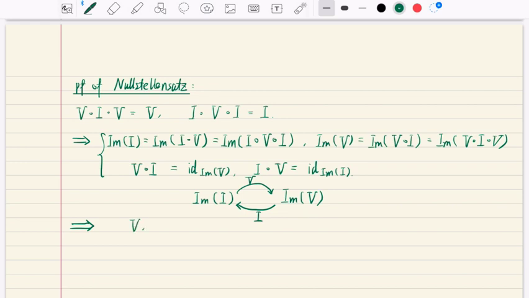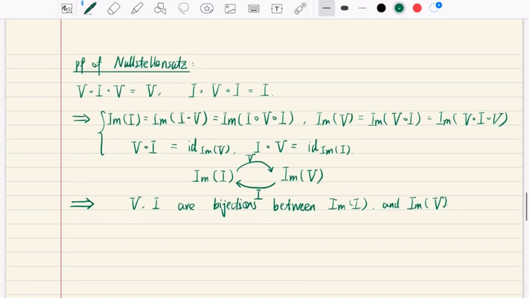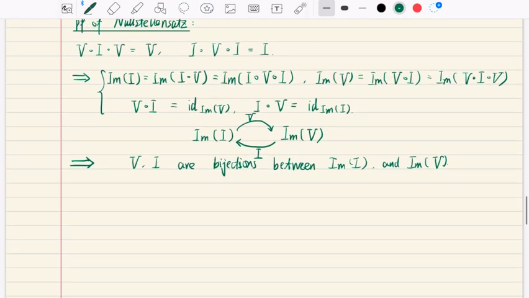V and I as a pair of bijections between the image of I and the image of V. This is just a standard argument. And the next thing, we only need to prove the image of I is just the set of all the radical ideals.